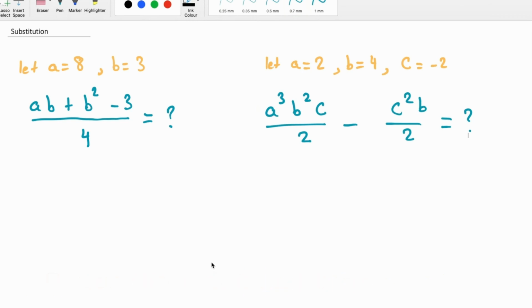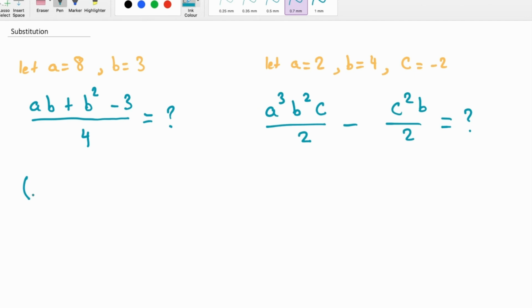All right, hopefully you had a go at doing some of those questions. Let's apply those substitution techniques, starting with question 1 here on the left. So we have a is equal to 8, b is equal to 3. Wherever there is an a, we're going to substitute or replace it with an 8. And wherever there is a b, we're going to substitute or replace it with the number 3. Let's go ahead and do that.